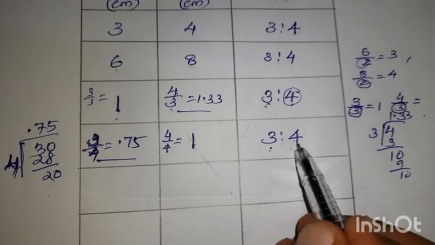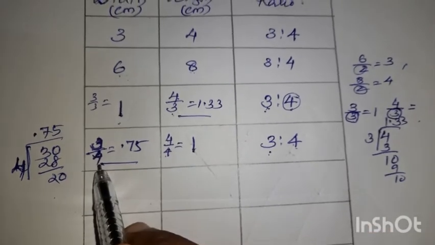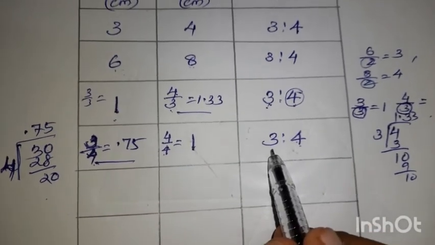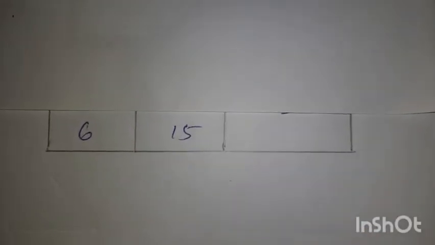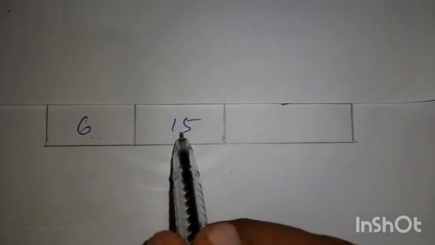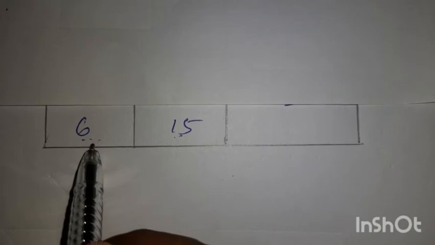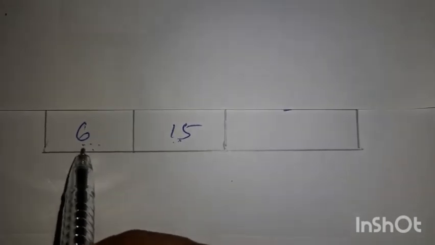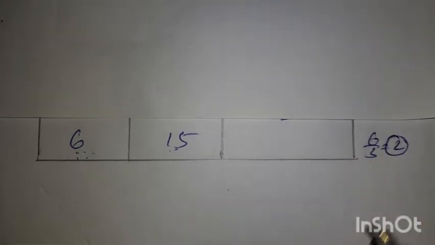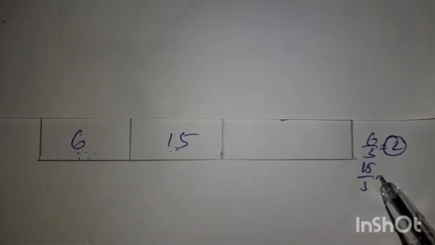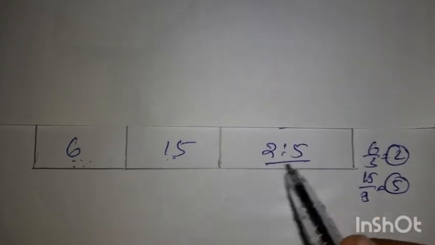For getting 1, it is divided by 4. The same 4 you have to divide the width ratio by also. Now 6 and 15. Both numbers should be divided by a common number. So 6 and 15, the common number you can divide with is 3. 6 by 3 you will get 2, then 15 by 3 you will get 5. So the ratio is 2 is to 5.